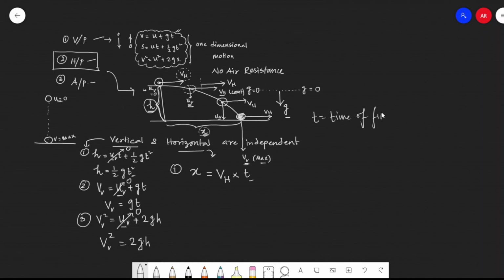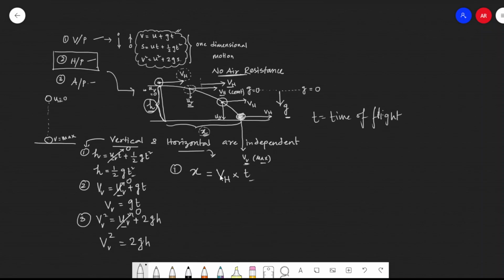This time of flight is being used right here in this equation, x equals to vh times t. The object does not have any acceleration or deceleration because there is no air resistance. The horizontal velocity stays the same. So here there is no g, only x equals to vh times t. And this is going to give you the formula, the equation for the horizontal motion.